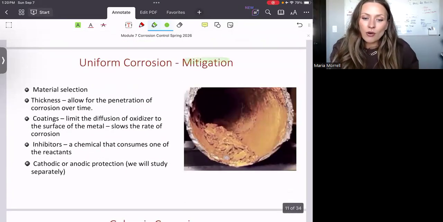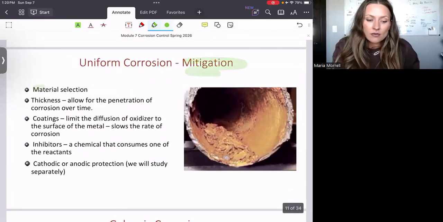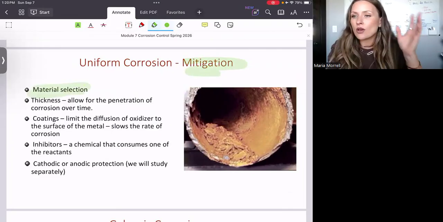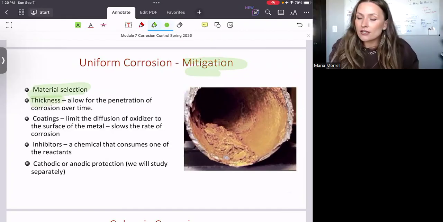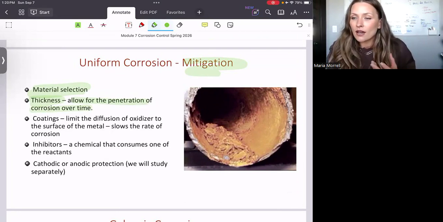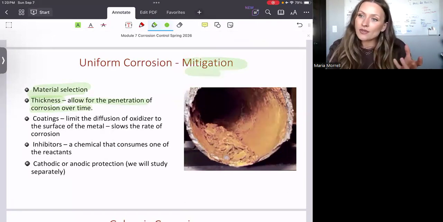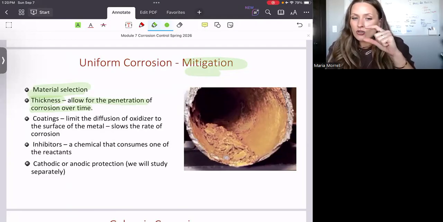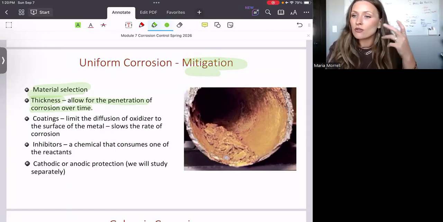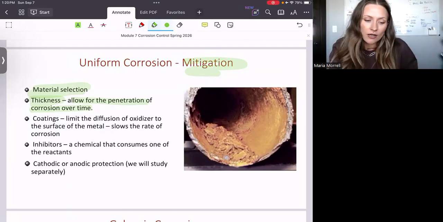Okay, so what about the mitigation? What can you do? Well, first is material selection, right? And this goes without saying with every single type of corrosion. Second, thickness. Very, very easy. You can allow for the penetration of corrosion over time, meaning that whenever you are installing the pipes, and if you know the corrosion will occur at a certain rate, you can choose the thickness of that pipe that would allow the pipe to be in service for 20 to 30 years before it has to be replaced. And this is a very common technique, right?